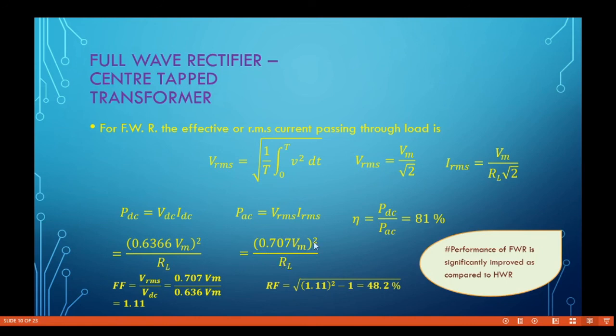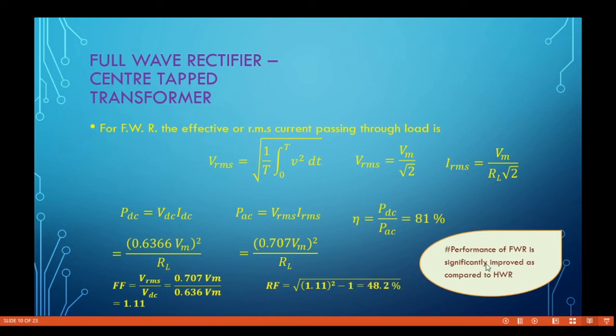and the efficiency here is power DC upon power AC, and that comes out to be nearly 81%. The form factor we get by using the values of Vrms and VDC, and it is 1.1, and the ripple factor here we have observed is 48.2%. This square root value is up to this one value, so it is mistakenly written here.